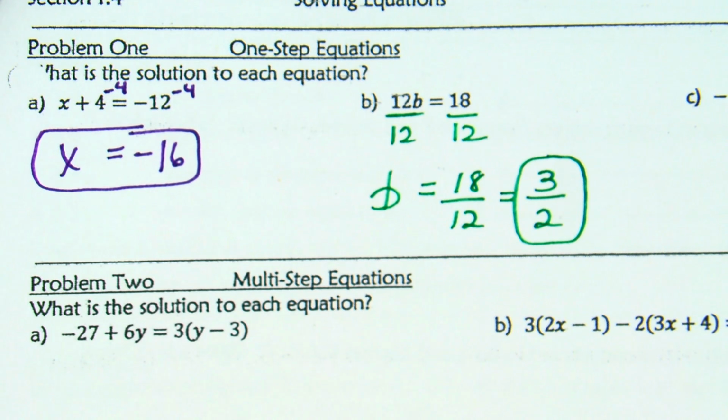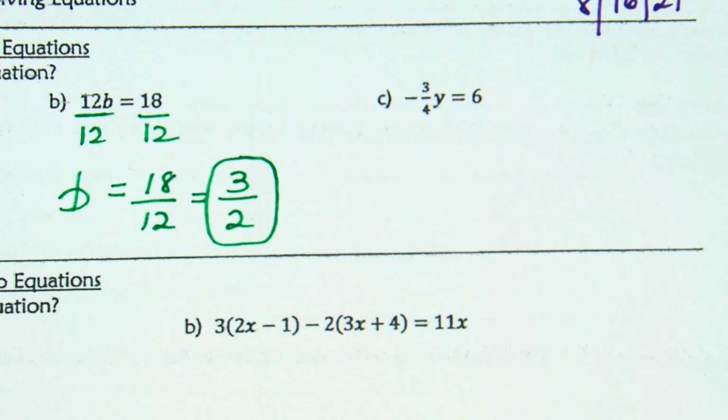Let's try C. Negative 3/4 y equals 6. There's multiple different ways we could talk about solving this one. Okay, so if we see it as negative 3/4 times y, what's the opposite of multiplying? Dividing. So some of you are saying divide by negative 3/4. And I agree.